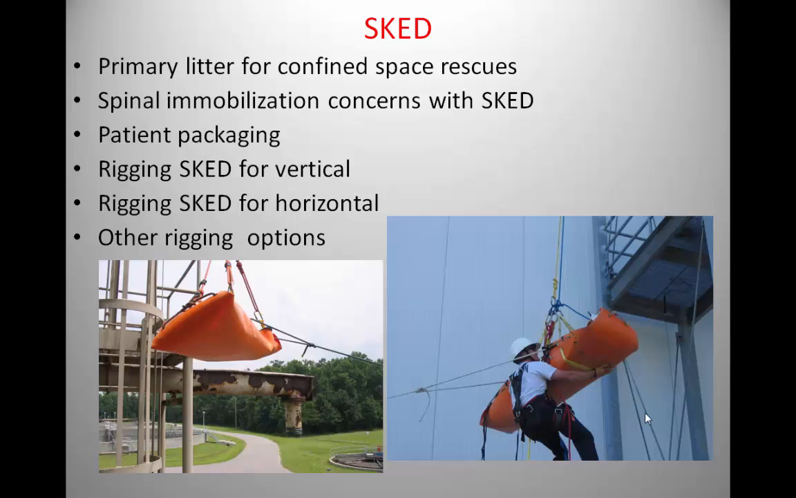The issue with the sked, as you see in the picture on the left, it provides no spinal mobilization at all, where we can use the spine splint or even a backboard. If we do have some spinal issues, we can put them in this to protect that spine area. The other issue with the sked device is how it comes packaged. It comes packaged rolled up with a keeper strap in a bag. If you're going to deploy this, a team outside the space needs to go ahead and get it out of the bag, unroll it, get it set up, and send it in preset.